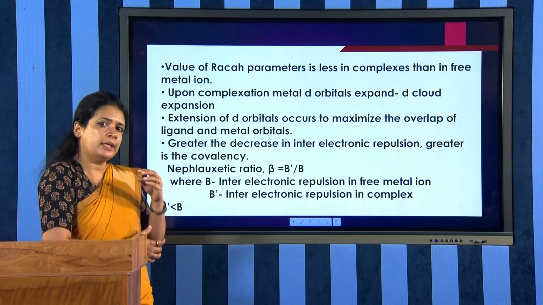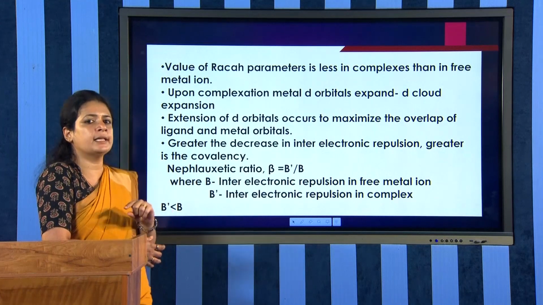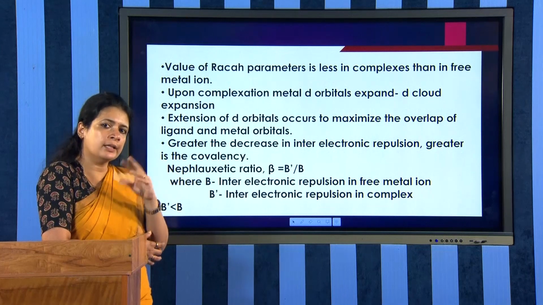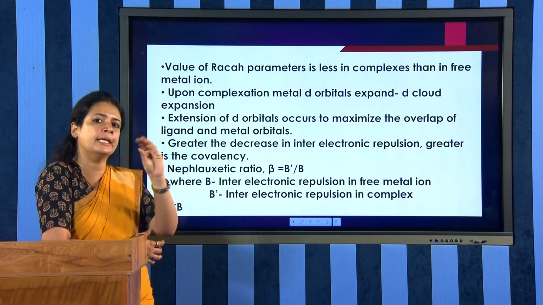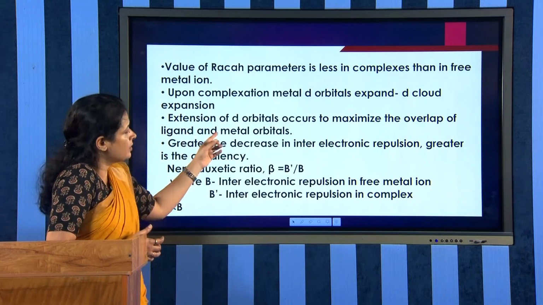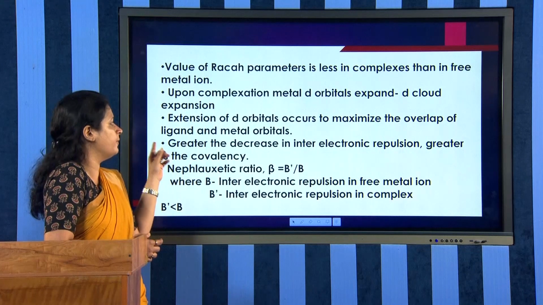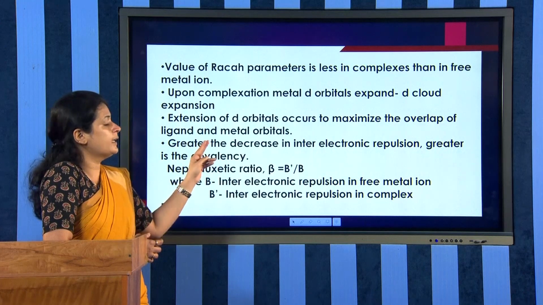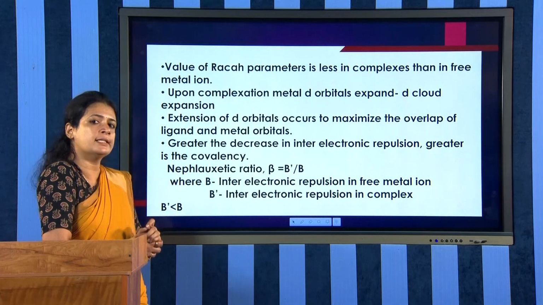And it was found that since the d cloud expansion is present, it means that there will be covalency, because the d orbitals are expanding. Why are they expanding? For the effective overlap with the ligand orbitals. So, the extension of d orbitals occurs to maximize the overlap of ligand and metal orbitals. And the greater the decrease in interelectronic repulsion, the greater the covalency.